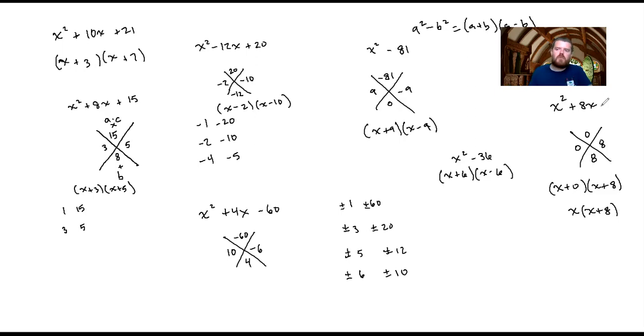We've talked about factoring before. If I saw a problem like this where I don't have a c term, I'm not going to do the x, although I can. I'm just simply going to take an x out of each term and move it to the front, leaving me with x plus 8.